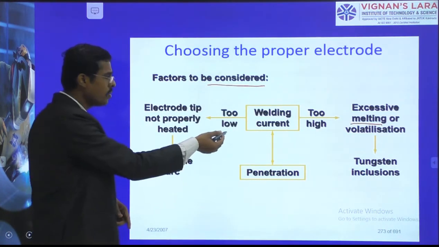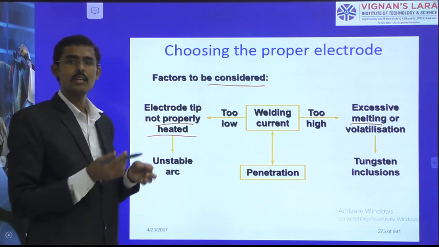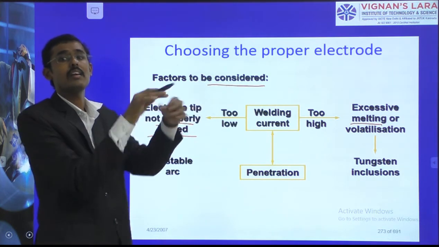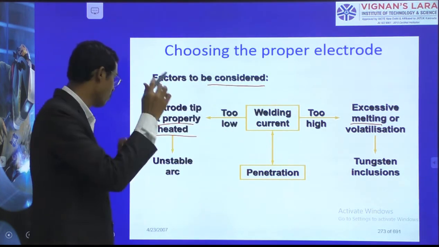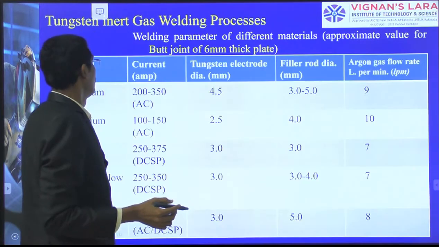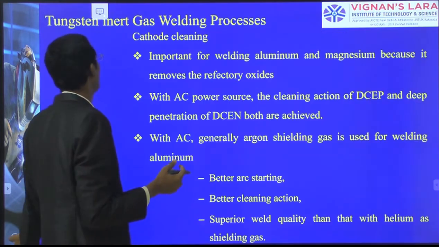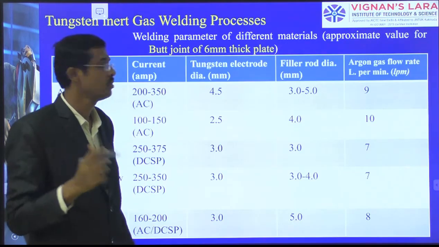If it is low, the electrode tip is not properly heated. With low current, the tip itself is not heated, electrons will not come, and electron emission will not happen. This point we know. An unstable arc will form. So I have shown you a few examples of this methodology.